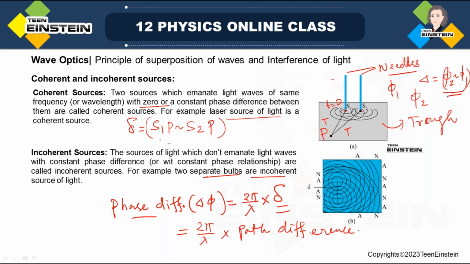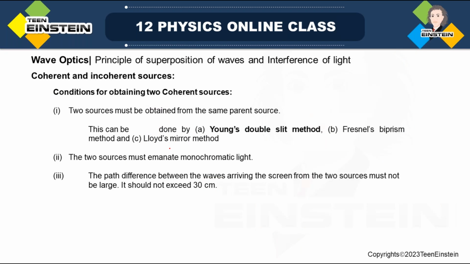Now we have learned that we need a coherent source of light, which will produce coherent waves, to exhibit the phenomenon of interference of light. Now, how to produce coherent sources? There are different ways, and we will be seeing Young's double slit method.